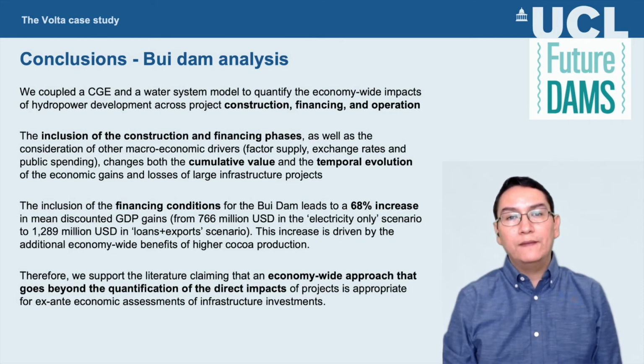For instance, the inclusion of the financing conditions for the Buoy Dam leads to a 68% increase in mean discounted GDP gains. This increase is mainly driven by the additional economy-wide benefits of higher cocoa production. Therefore, we support the literature claiming that an economy-wide approach that goes beyond the quantification of the direct impacts of projects is appropriate for an ex-ante economic assessment of infrastructure investments.